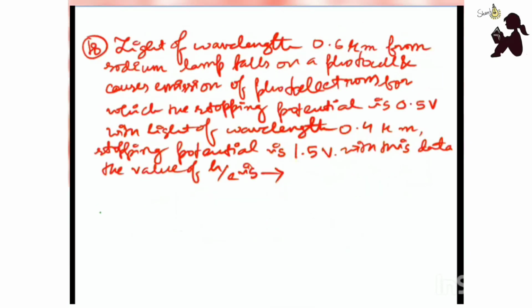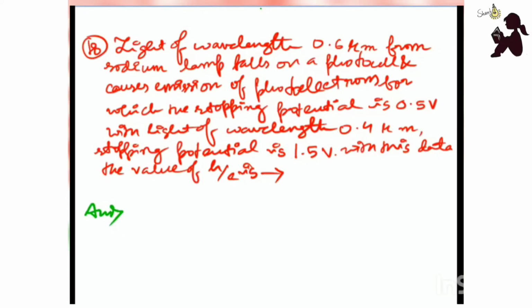So let's see the question number 18. In question number 18, they have said that light of wavelength 0.6 micrometer from a sodium lamp falls on a photocell and causes emission of photoelectrons, for which the stopping potential is this. So with light of wavelength 0.5 micrometer, stopping potential is 1.5 volt.